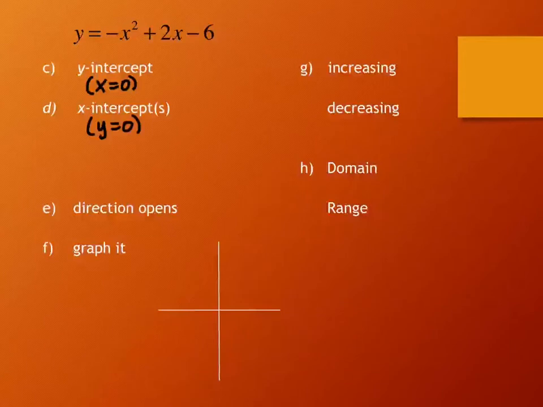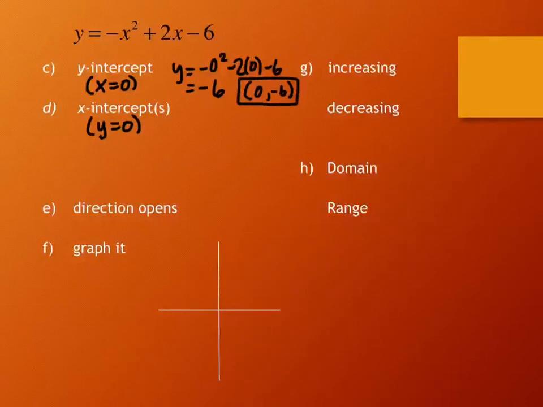So the y-intercept, letting x equals 0, is the easiest one, right? Because this would be y equals negative 0 squared minus 2 times 0 minus 6. And you probably could have just looked at me and told me that to begin with. That's negative 6. So the x value is 0, and the y value is negative 6. So this is my y-intercept.